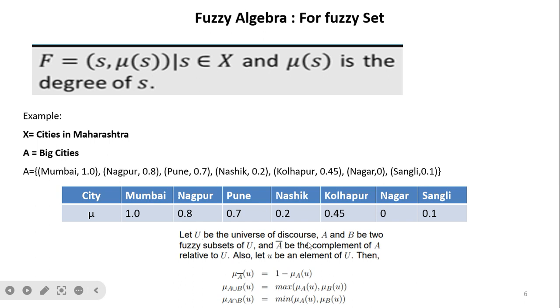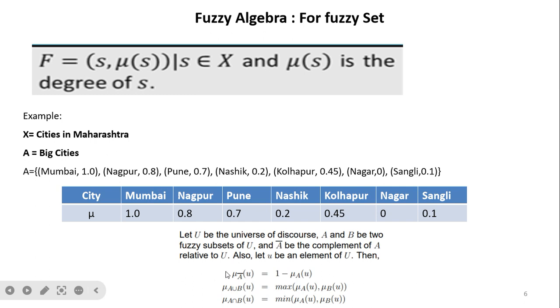Let U be the universe of discourse, A and B the two fuzzy subsets of U, and A bar is the complement of A related to U. Also let u be an element of U. Then here are the different algebra operations we are using in the fuzzy set.